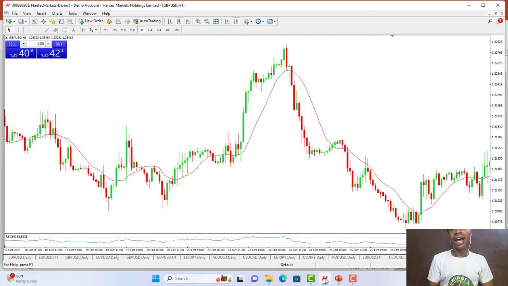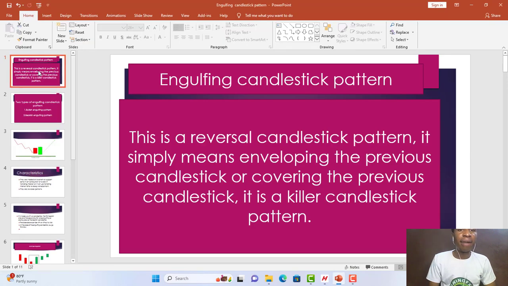So what's the secret we have today? Let's quickly get to our slide. We are talking about the engulfing candlestick today. Some of us must have heard about the amoeba. What does the amoeba feed through? Engulfing. The amoeba does not have a mouth of its own to feed, but engulfs. Engulfing simply means enveloping, taking over, taking charge. That's how it is in this market.